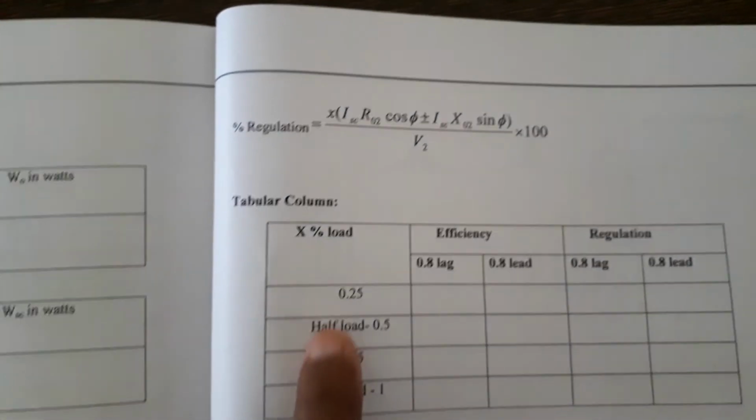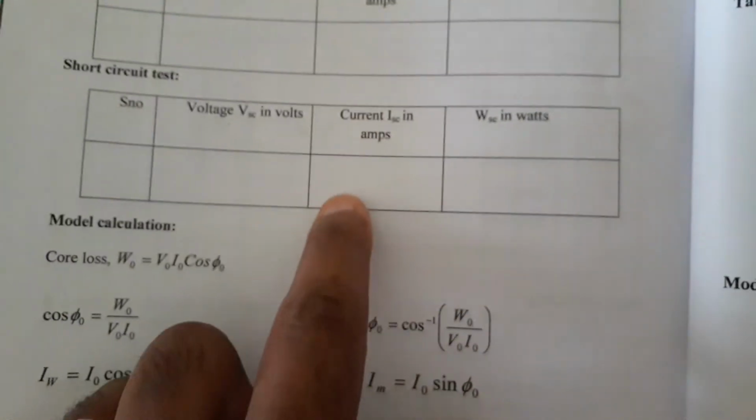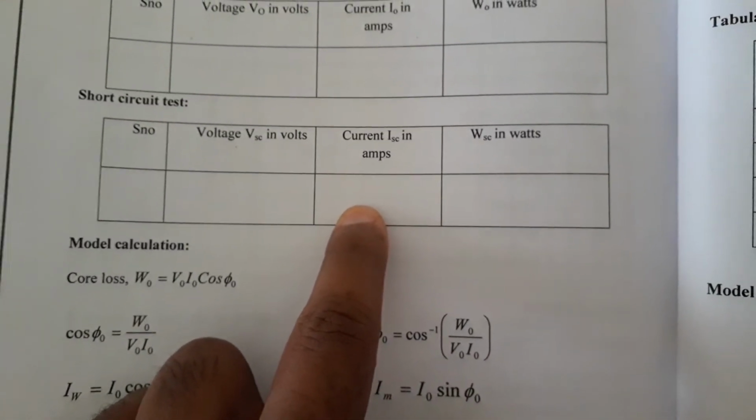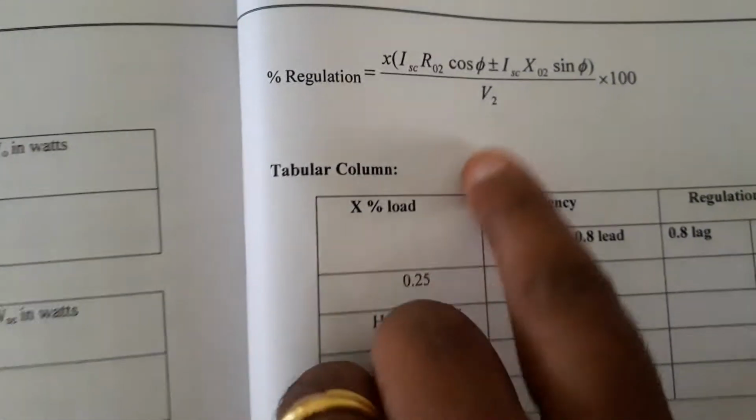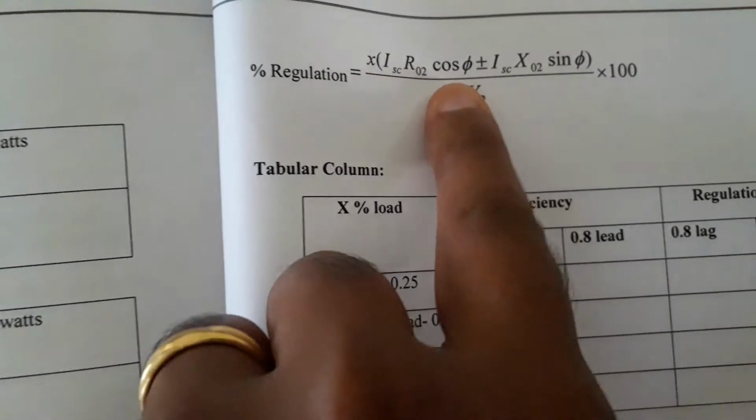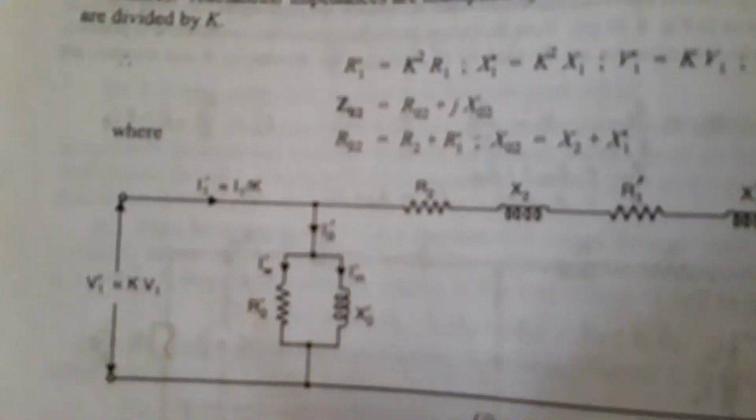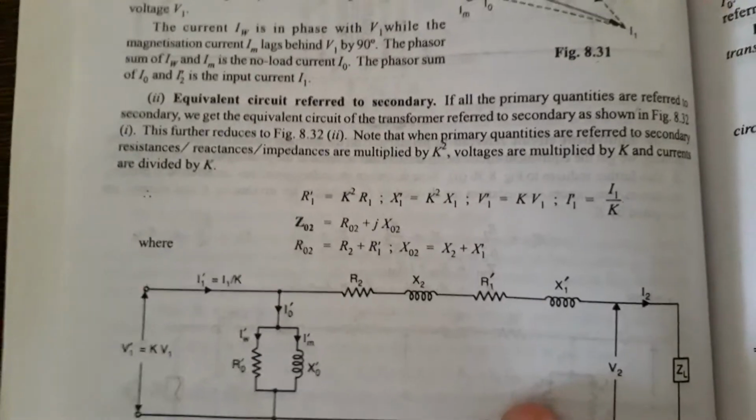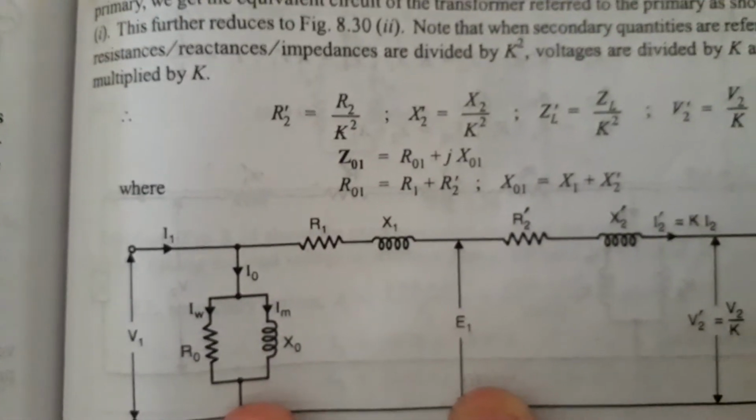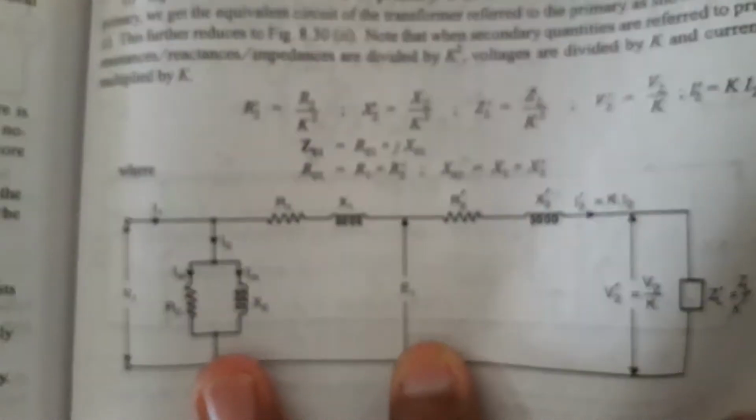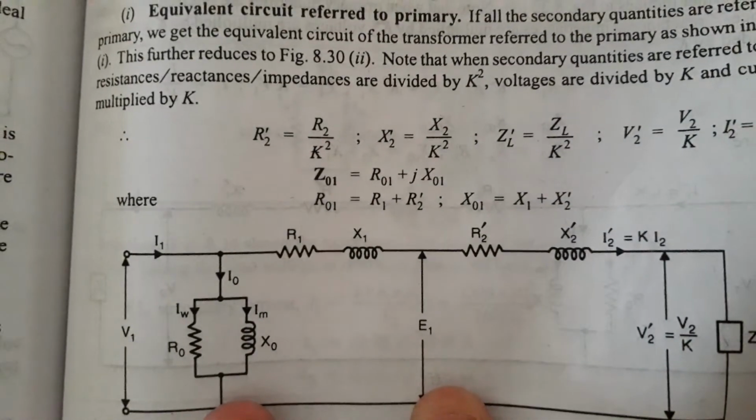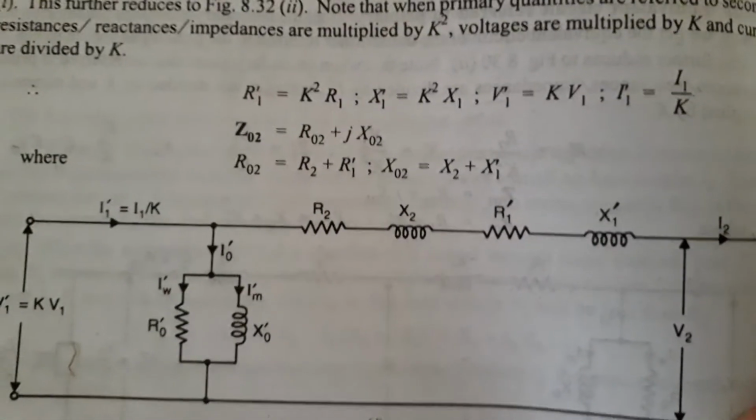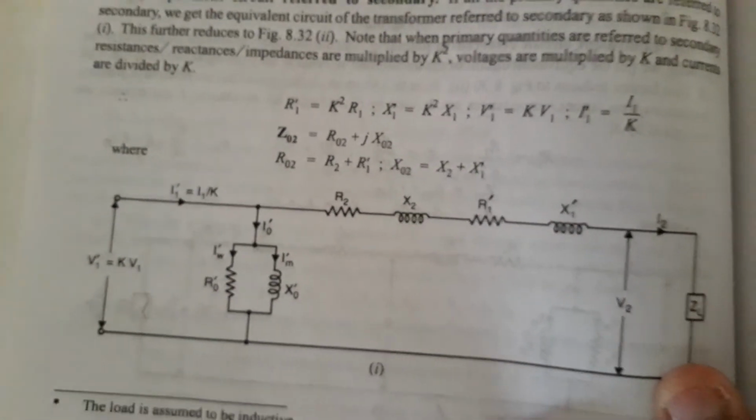Here X is your percentage of load, and ISC is the short circuit current, which we can take from the short circuit tabular column. RO2 we have calculated here. RO2 is equal to R2 plus R1 dash, if your equivalent circuit is referred to the secondary. So here we have RO1, and here we have RO2, which is R2 plus R1 dash.